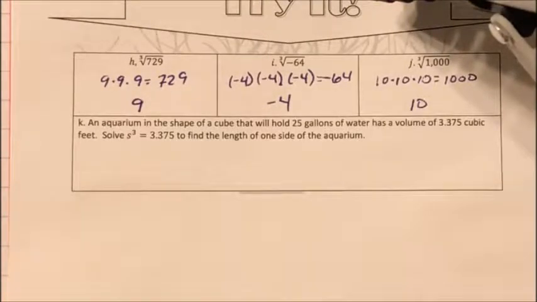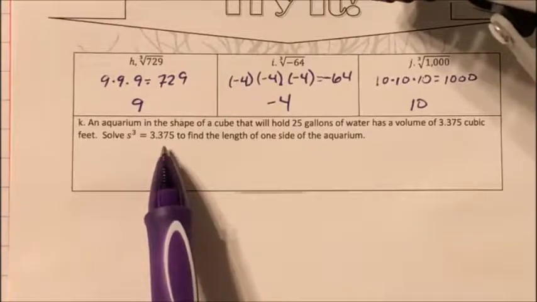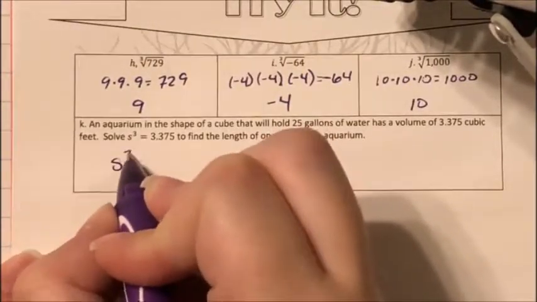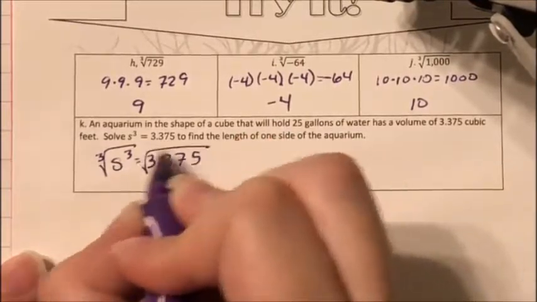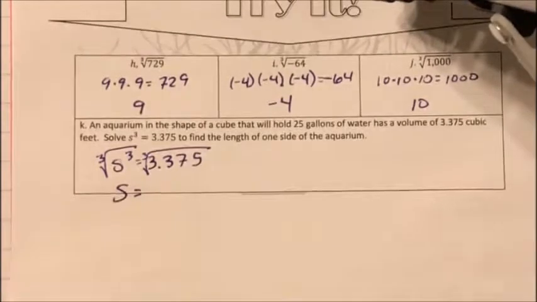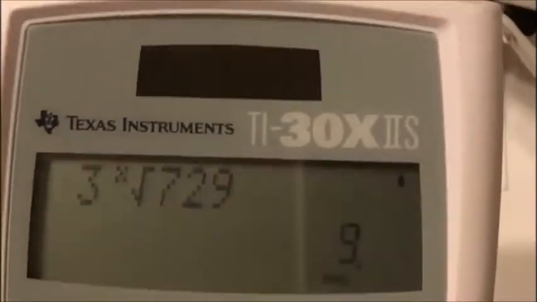An aquarium in the shape of a cube that will hold 25 gallons of water has a volume of 3.375 cubic feet. I want to solve s cubed equals 3.375 to find the length of one side of the aquarium. So what I'm going to do is take the cube root of this, right? So this gives me s. Now, 3.375, not really something that you probably will know off the top of your head. So I'm going to take my calculator. My calculator is super cool. It does cube roots too.